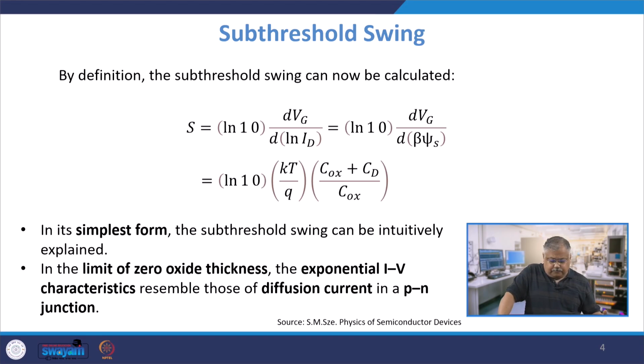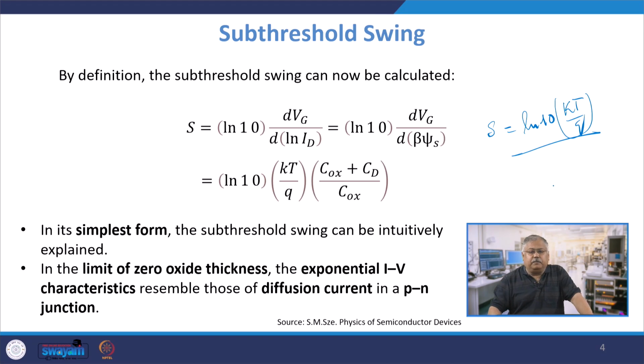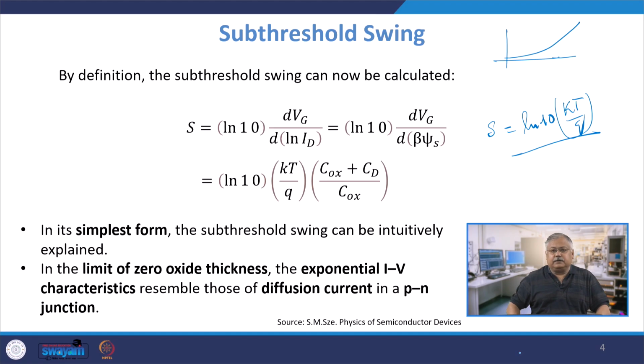So, if you look at the limit of T oxide equals 0, then my Cox goes to an infinitely large value, and therefore, the overall S value which comes out will be ln of 10 times kT by q. kT by q is 25 millivolts if you remember at 300 Kelvin, right. And this is actually the PN junction diffusion current which will come into picture, which means that when oxide thickness tends to 0, there is no oxide available, it is just the metal and the interface. So, the IV characteristics then becomes almost like exponential PN junction diode characteristics.